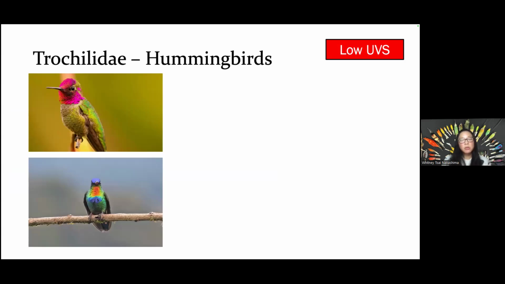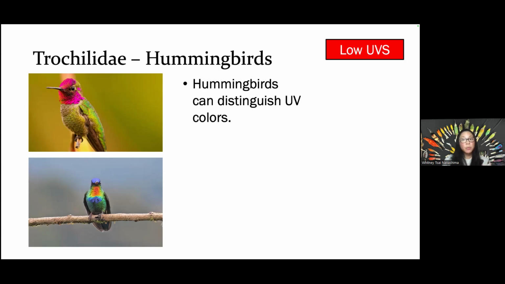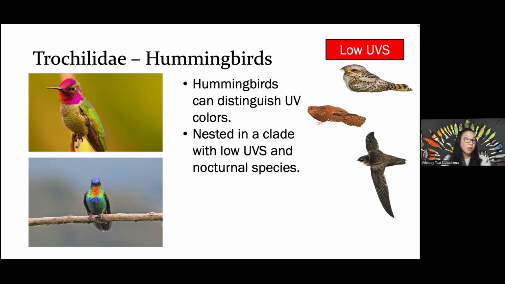We also found another group of birds that had a low UVS visual system, according to our SWS1 opsin, and that's the hummingbirds, which was actually kind of surprising. It was a little bit difficult to obtain the full SWS1 sequences from hummingbirds, and from the partial sequences that we did find, we found that it had a low UVS sequence. But we know from behavioral studies that hummingbirds can actually distinguish UV colors, and they're in fact very good at it.